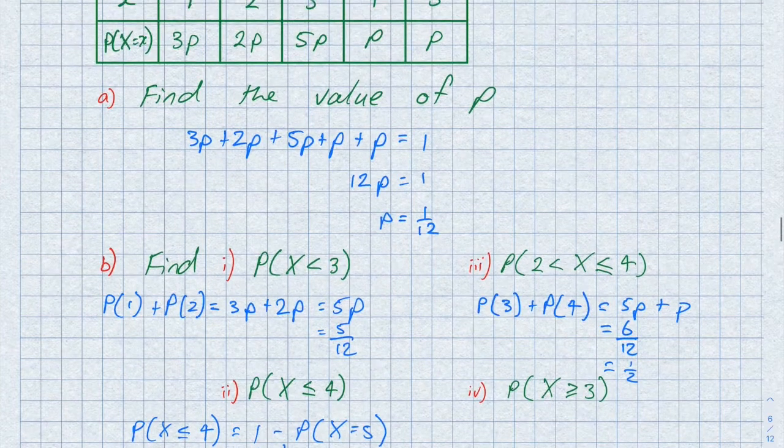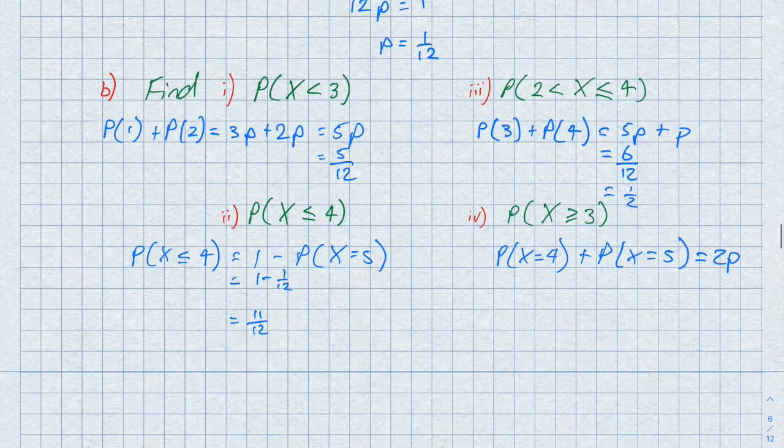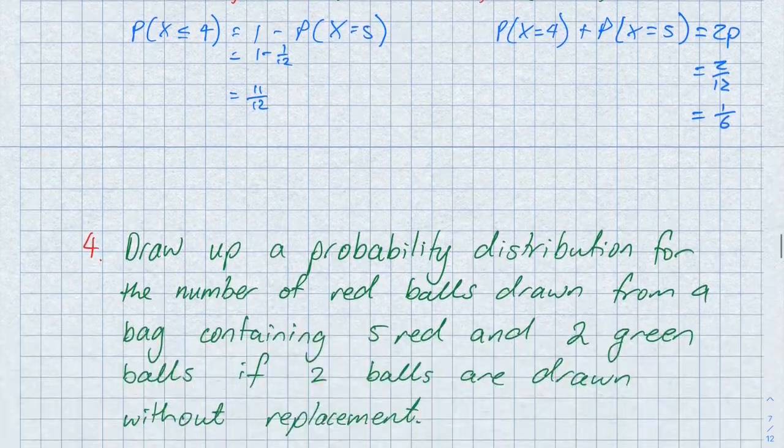The probability that x is greater than or equal to 3, so that's just 4 and 5. So that one is just the probability that x equals 4 plus the probability that x equals 5, which equals 2p, or 2 on 12. And we should always simplify it, so 1 on 6 is the answer there.